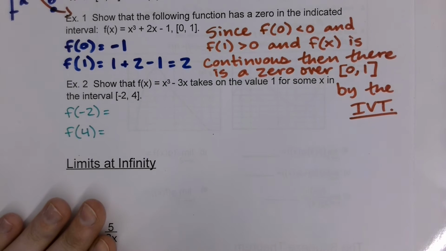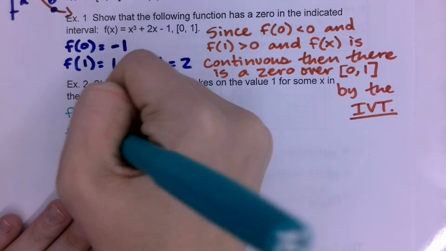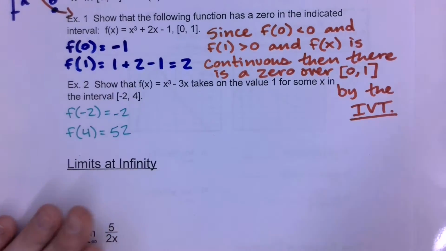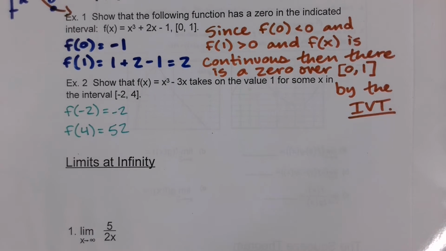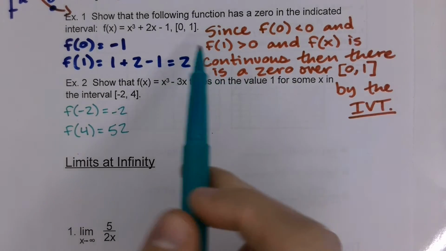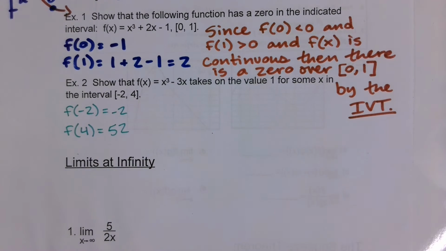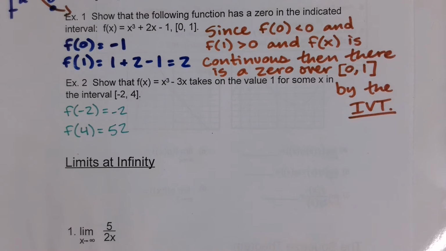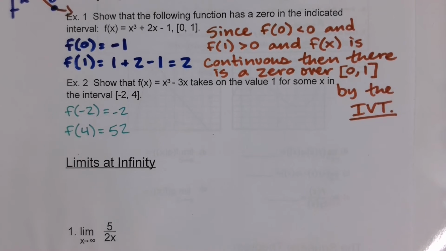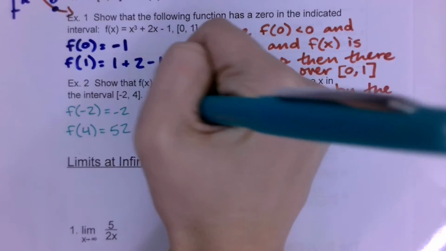Now we end up with f of -2 being -2, and f of 4 is 52. So does it have to go through a value of 1? Yeah. So for different reasons than example 1, we're not talking about being below the x-axis and above it, although they are true for that. One of them is below 1 and one of them is above 1, so it has to go through 1. Okay. So in our explanation, we should be saying that it is continuous. How do we know?